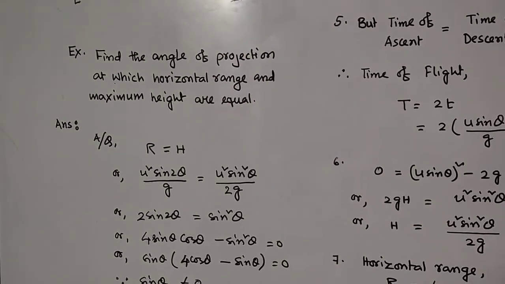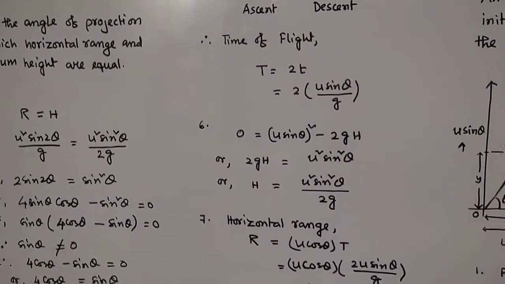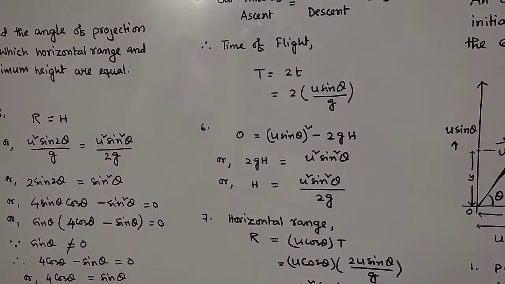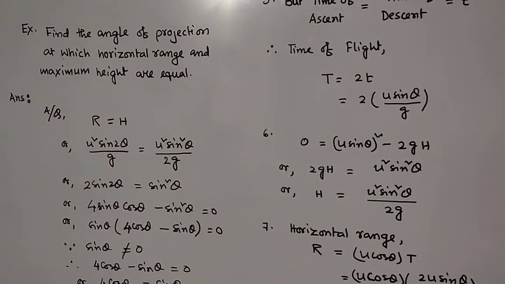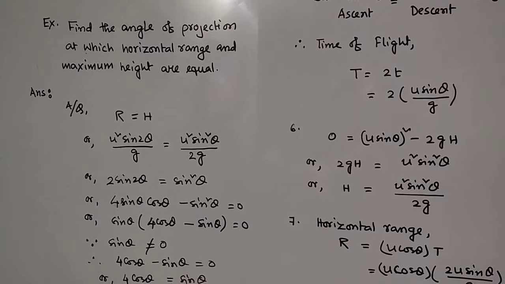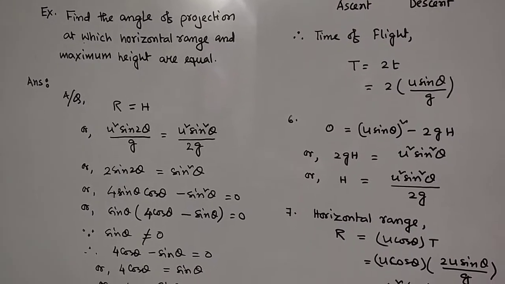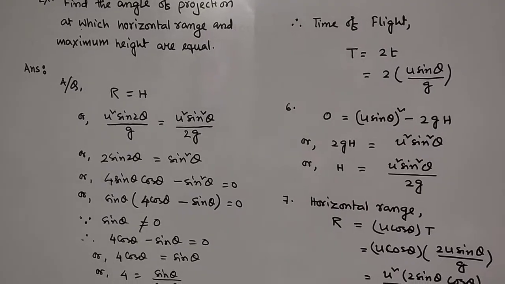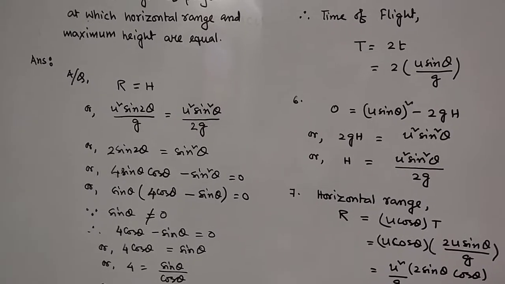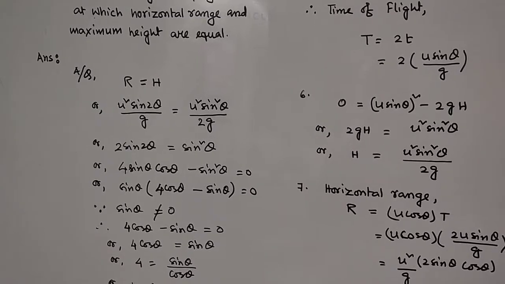Exercise number one: find the angle of projection at which horizontal range and maximum height are equal. Horizontal range is u square sin 2 theta by g, and maximum height is u square sin square theta by 2g. So u square by g you can cancel out, and you have 2 sin 2 theta equal to sin square theta. Sin 2 theta is 2 sin theta cos theta, so 4 sin theta cos theta minus sin square theta equal to 0. Taking sin theta common, we get sin theta times (4 cos theta minus sin theta).